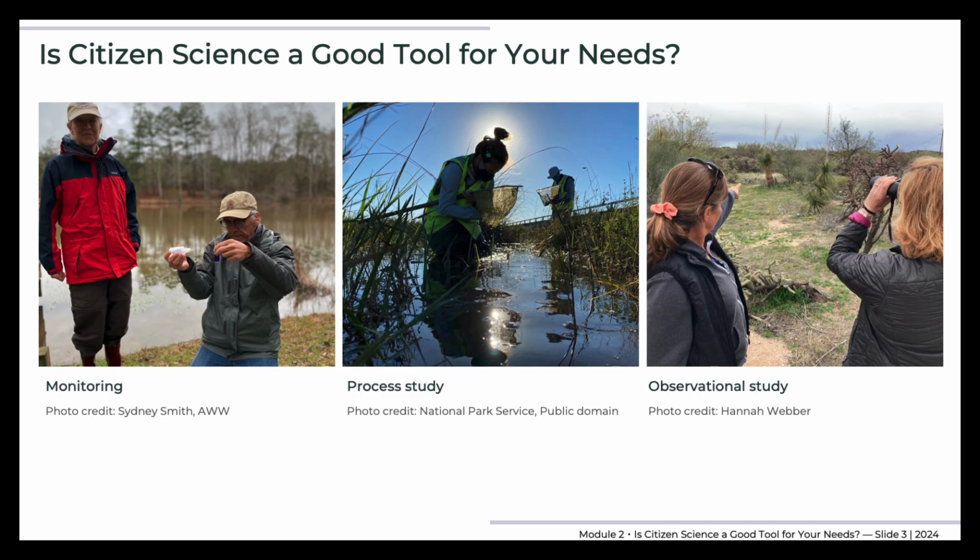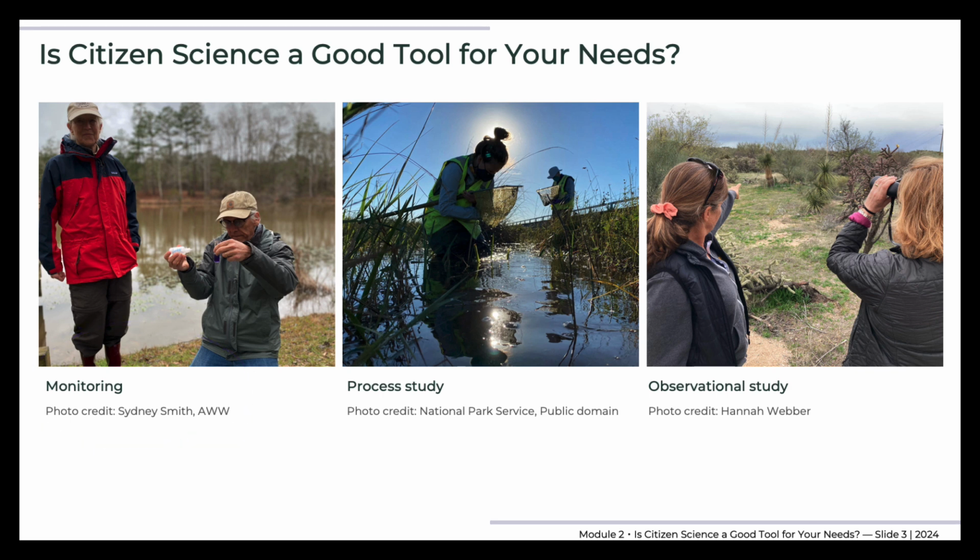We assume that you have come to this module with specific scientific questions or management needs that you wish to address. Perhaps you want to assess patterns in space or time of one or more ecosystem components. For example, is a particular species present in an area? How many individuals of that species are present? These types of assessments likely require monitoring.